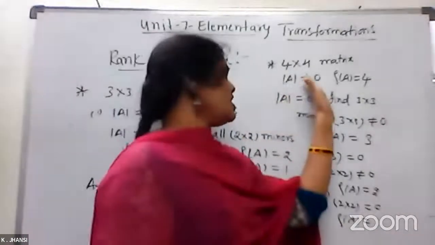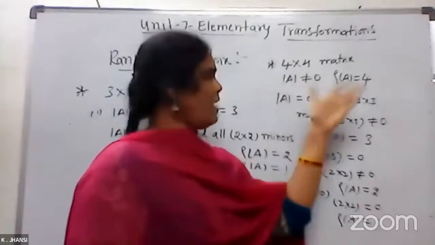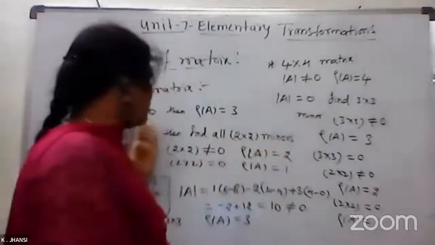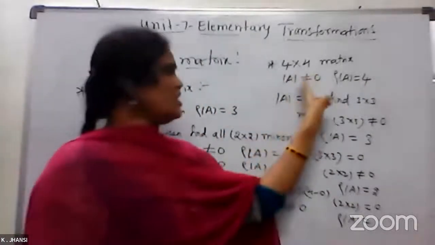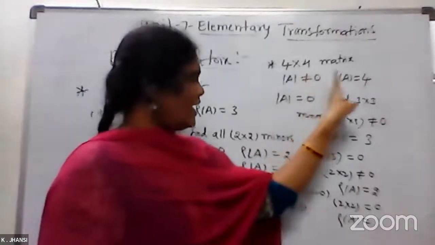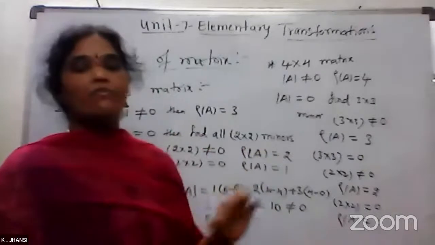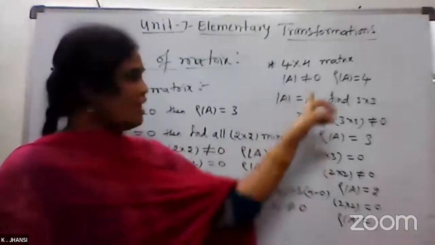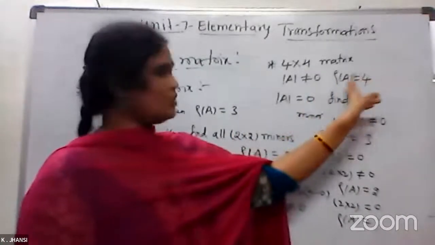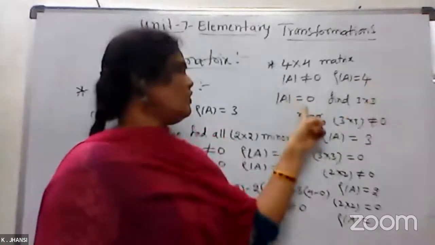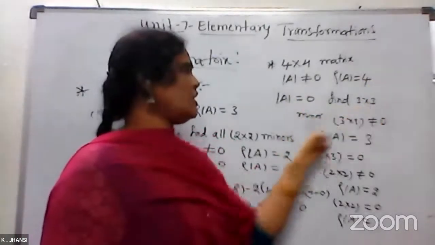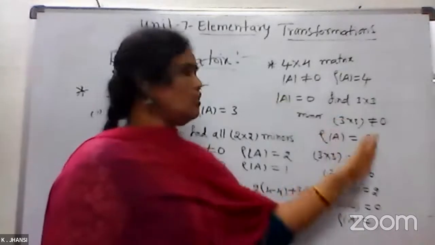The first condition is: if the matrix, whether 4 by 4, 3 by 3 or 2 by 2, is non-singular, meaning its determinant is not equal to 0, then the rank of the matrix will be the number of rows in the given matrix. Here, 4 by 4 means the rows will be 4, so the rank of the matrix is 4. If it is equal to 0, find all the 3 by 3 minors. Then you will get the rank.